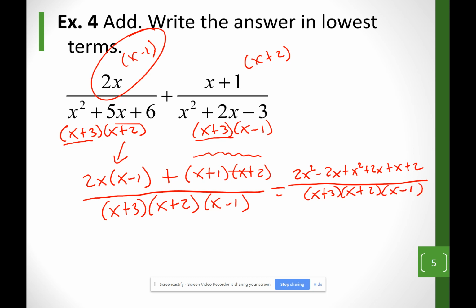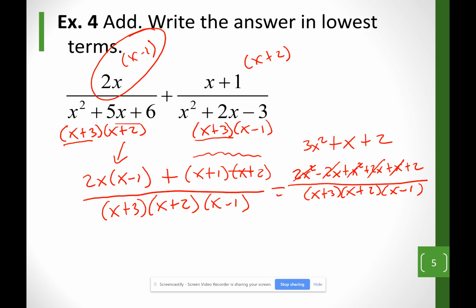Now, the top looks too full. There are too many things, so let me combine my like terms. 2x squared plus 1x squared gives me 3x squared. Negative 2x plus 2x plus 1x gives me 1x. And then I have plus 2.